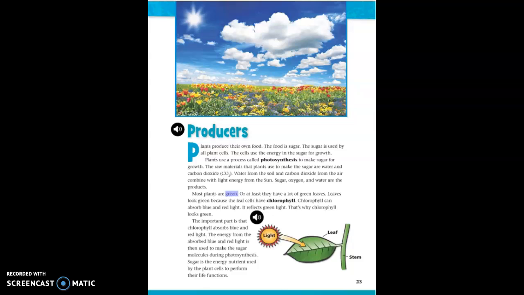Most plants are green, or at least they have a lot of green leaves. Leaves look green because the leaf cells have chlorophyll. Chlorophyll can absorb blue and red light. It reflects green light. That's why chlorophyll looks green. The important part is that chlorophyll absorbs blue and red light. The energy from the absorbed blue and red light is then used to make the sugar molecules during photosynthesis. Sugar is the energy nutrient used by the plant cells to perform their life functions.